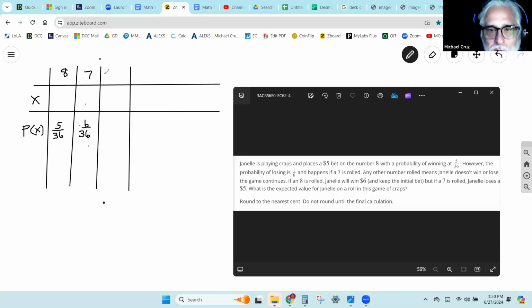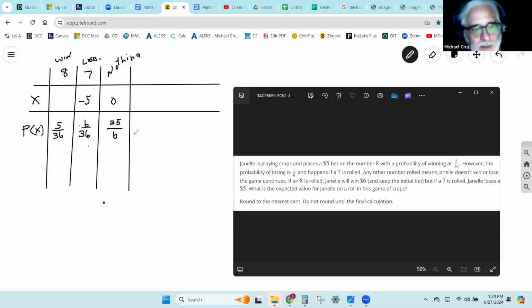So the only other choice is, this is lose, and this is win, and then this is nothing. So this would be 25/6. Now we're not going to really need to do that, because 0 times that is going to be 0. It doesn't really add anything, but it is there.